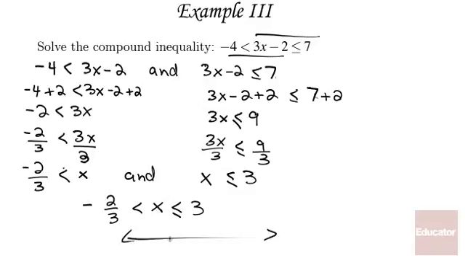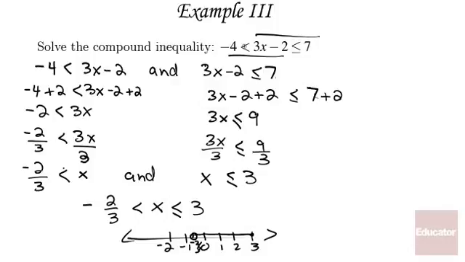On the number line, I could show that as negative 2, negative 1, 0, 1, 2, 3. Negative 2/3 would be right about here. I'm going to use an open circle. And 3 is right here. It's going to be a closed dot. And the solution set does not include negative 2/3, but it does include 3 and everything that lies between.